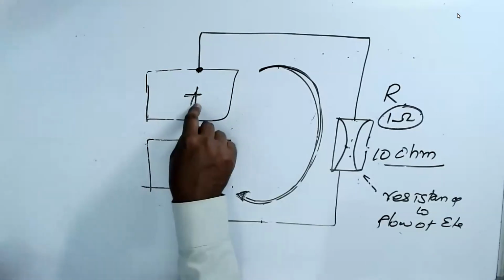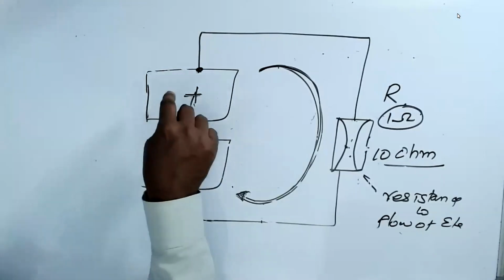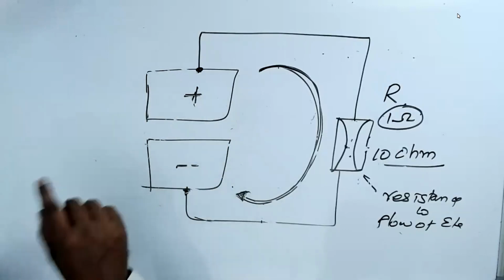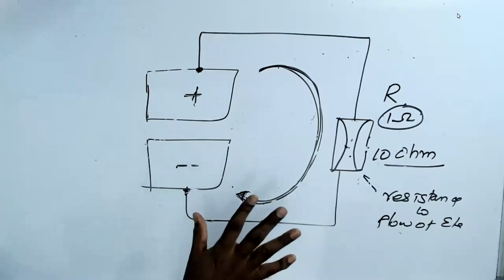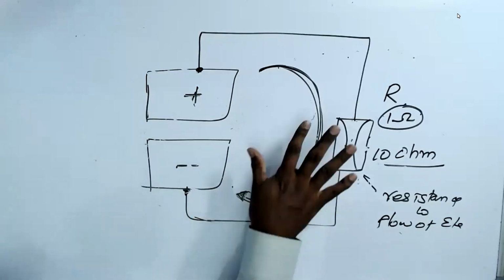So if there are less electrons, that means more protons, that means it is positive. If there are more electrons, means fewer protons, that is negative. This will affect you sometime when you are discussing electronics. That's why I wanted to tell you now itself. Forget about that for now.